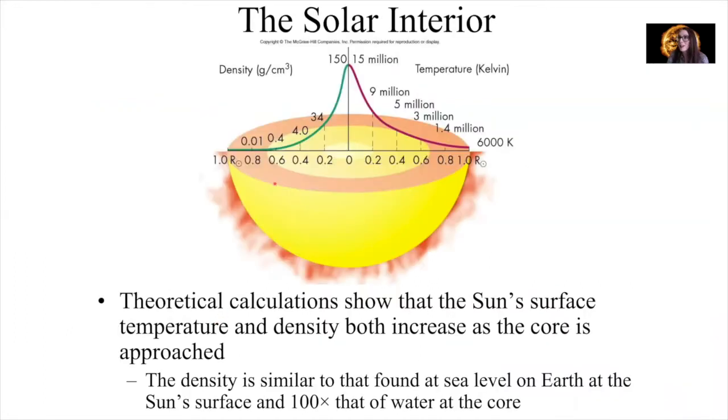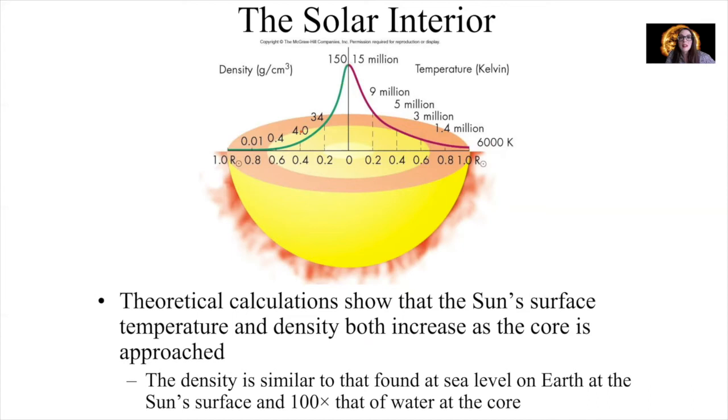So here's a plot that shows the temperature of the sun by radius. Calculations show that the sun's temperature and density increase as you get closer and closer to the core of the sun. So let's say we start here at the sun's surface, where we have a temperature of about 6,000 Kelvin. Earlier I said 5,800 Kelvin, but roughly, okay? As we get closer to the interior of the sun, the temperature increases and increases until at the very core of the sun, we have reached a temperature of 15 million Kelvin.